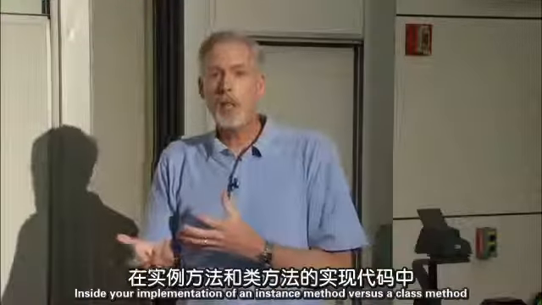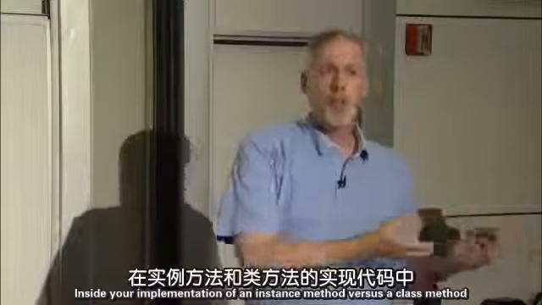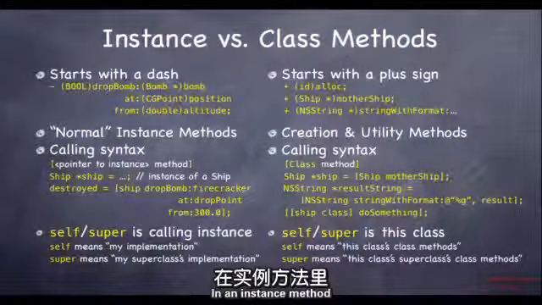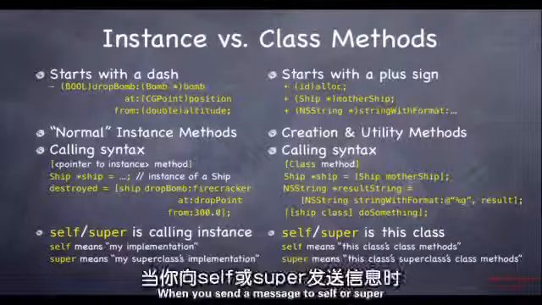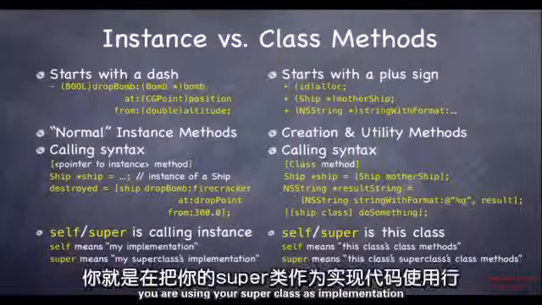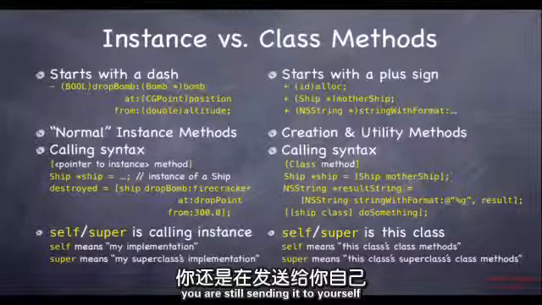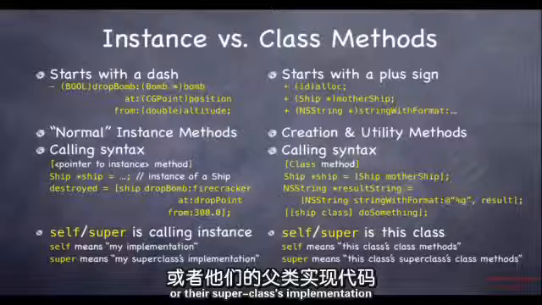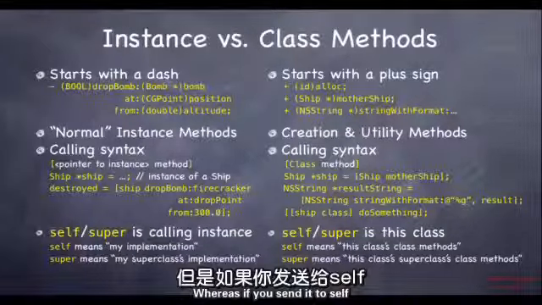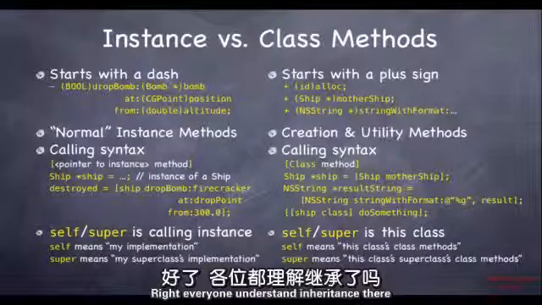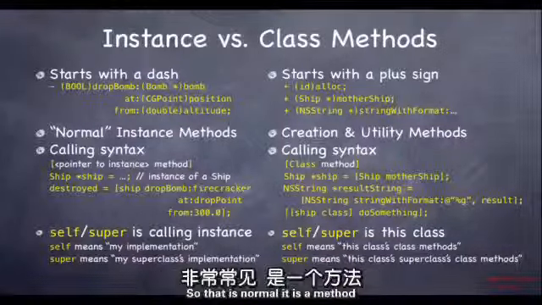Inside your implementation of an instance method versus a class method, self and super are slightly different. Okay? In an instance method, you all know what inheritance is. When you send a message to self or super, you're actually sending a message to yourself. Right? If you say super, though, you're using your superclass's implementation. You're still sending it to yourself, but you're using your superclass's implementation, or their superclass's implementation using inheritance, going up the tree. Whereas if you send it to self, you're using your own implementation. Unless you don't have one, then you'll inherit one. Right? Everyone understands inheritance there. So that's normal in an instance method.